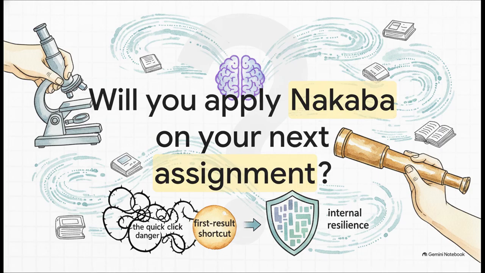Which brings us to our final thought for today's explainer. The tools are right here in your hands. You now know the dangers of the quick click, you are equipped with the ARAS microscope, and you know how to use the lateral reading telescope. So the question I want to leave you with today is this: will you apply Nakaba, activate that internal resilience, and totally resist the first result shortcut on your very next research assignment? Challenge yourself to be a better, more deliberate consumer of information.